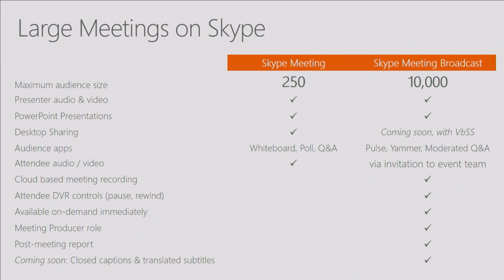Attendee audio and video. I get this question a lot as well. So attendee audio and video, obviously in a regular meeting, can be done. In a Skype meeting broadcast, we use a unicast one-directional stream. The video is flowing out from Azure to the browser. There's no channel back, so there's no way for an attendee to ask a verbal question or add their camera.